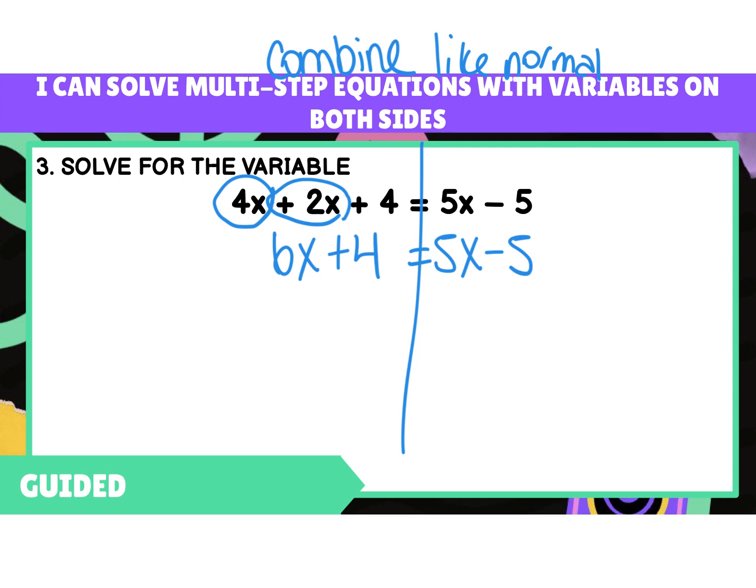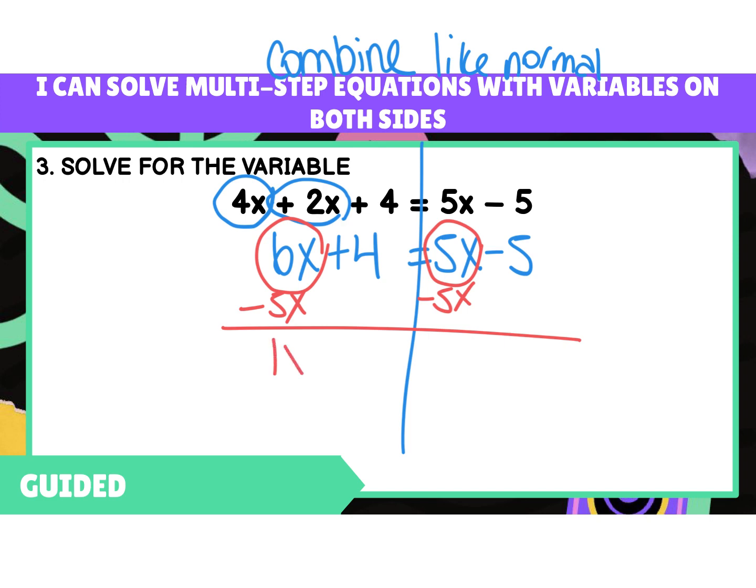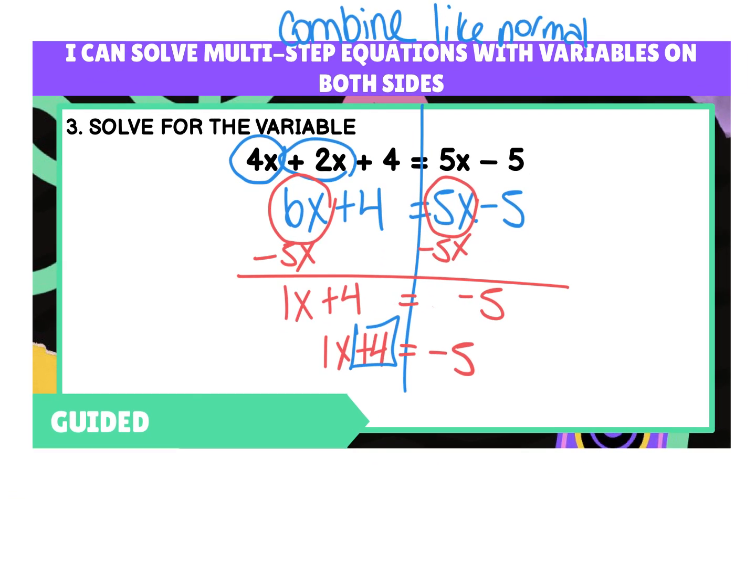Now that we combine them, we're going to circle our x's, 6x and 5x, and we're going to follow which one is smaller. 5x is smaller. What's the opposite of positive 5x? Well, that's minus 5x on both sides. So we get 1x plus 4 is 0 minus 5. Or you want to save yourself that 0, but know that it's negative 5. So I'm going to rewrite it just to be a little bit neater. 1x plus 4 equals negative 5. And the opposite of that plus 4 is minus 4.